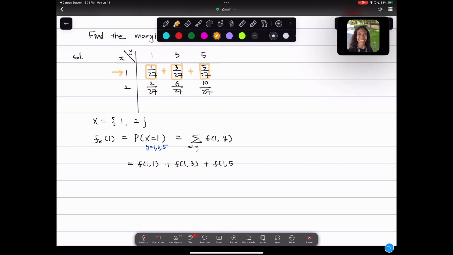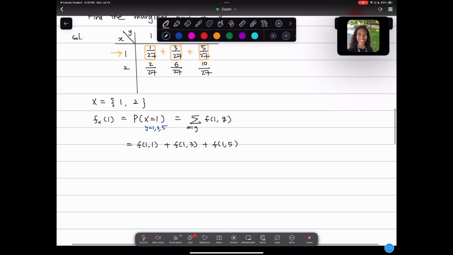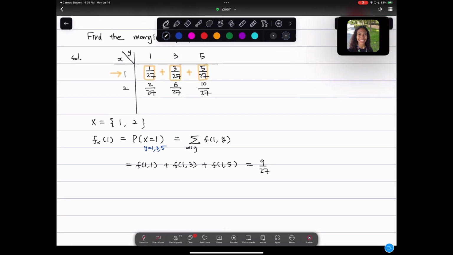So that's the probabilities. So add them up. So that gets me 1, 3, 5. That's 9 over 27. So this is 9 over 27. So this is the marginal probability for x equals 1. So you can add all these numbers, and you will get 9 over 27. And that number is called the marginal probability of x equals 1.